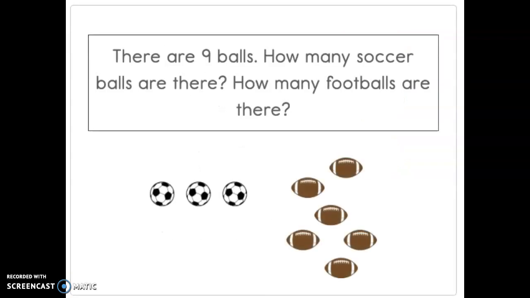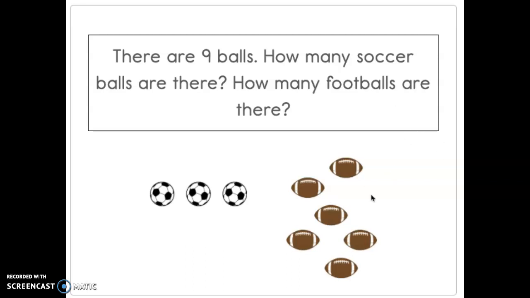So then we get to our synthesis, and we're thinking about how everything connects. It says there are 9 balls. How many soccer balls are there? How many footballs are there? So if there are 9 balls, there are 3 soccer balls. There have to be 6 footballs, because 6 plus 3 equals 9 altogether. Okay. 3 and 6 is 9.